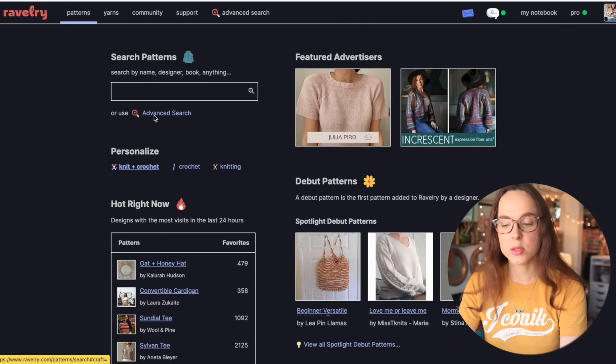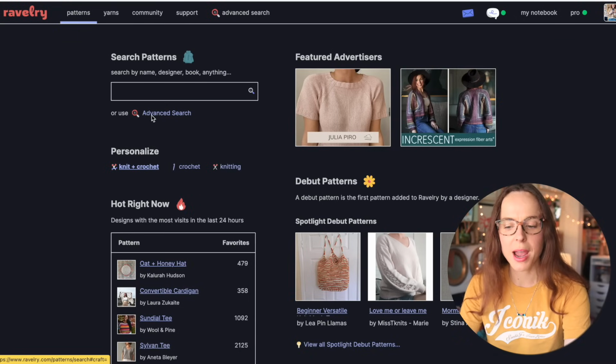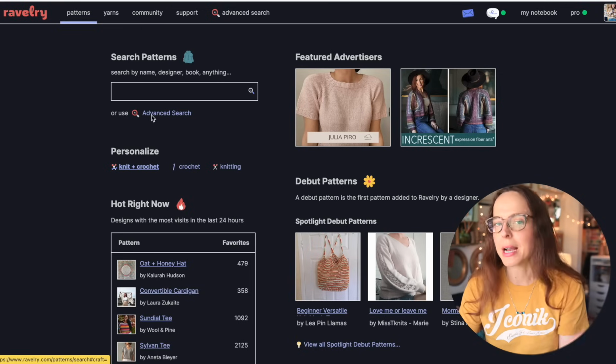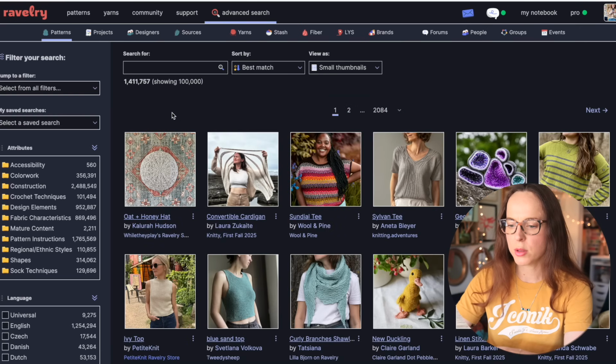What you see in front of you right now is the Ravelry search patterns page. I don't start from here. I actually never start from here unless I know exactly what pattern I'm looking for. So we're going to go to advanced search. That's where all of our Ravelry roulettes start from.